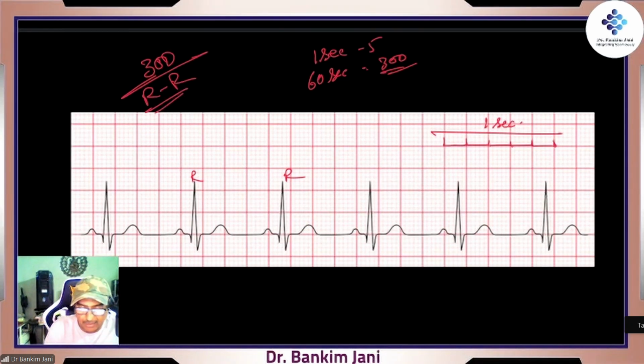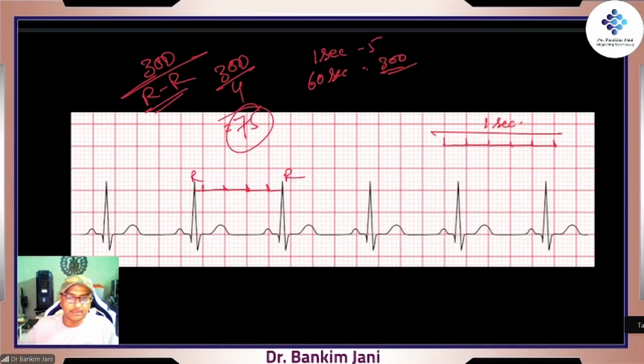So how much is the RR distance? This is 1, this is 2, this is 3, and just consider this as 4, right? So about 4, so 300 by 4, that means this is 75 beats per minute. This is the heart rate which is going on.